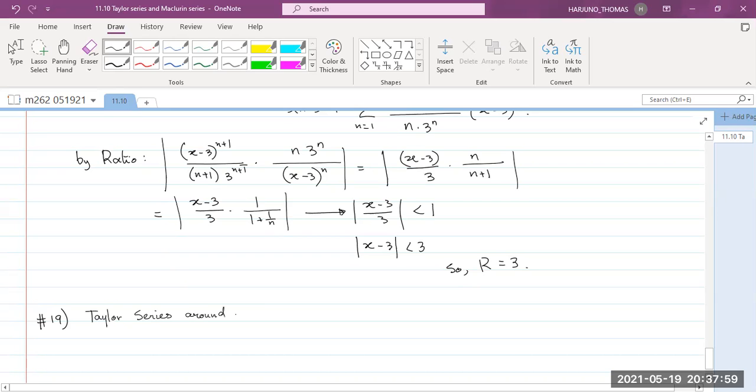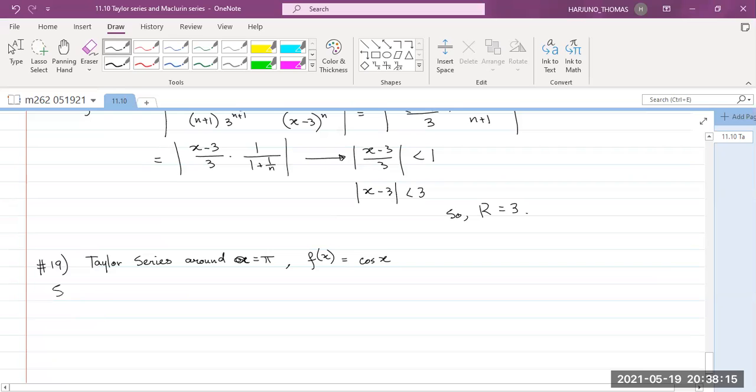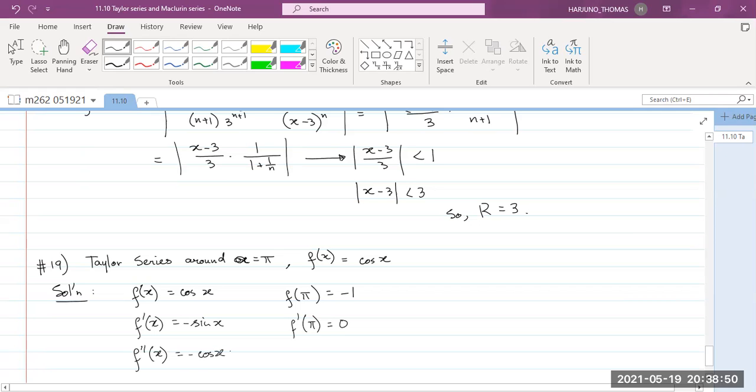Around a equals pi for f(x) equals cosine x. So f(pi) will be -1, right? And then f prime x is negative sine x, so f prime pi will be 0. F double prime x is negative cosine x, and f double prime pi is 1.